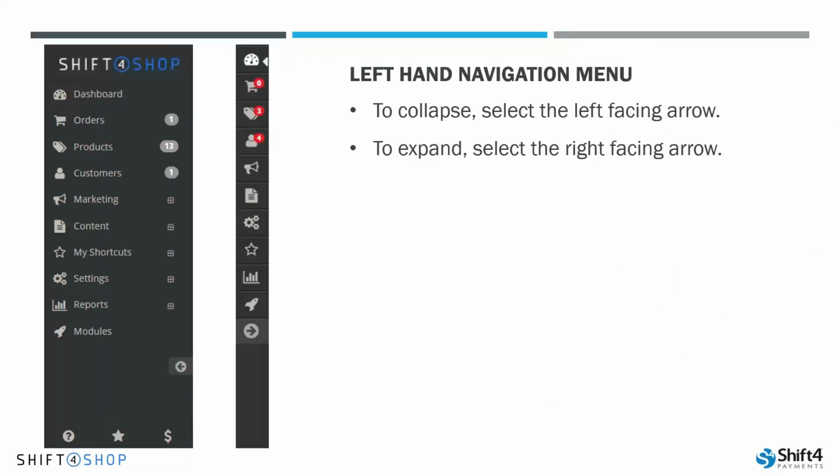Prior to that, let's do a quick overview. The left-hand navigation menu can be fully expanded, as we just saw, or by selecting the left-facing arrow, we can collapse that down or minimize to what we see off to the right. If we want to expand it again, simply select the right-facing arrow to repopulate.